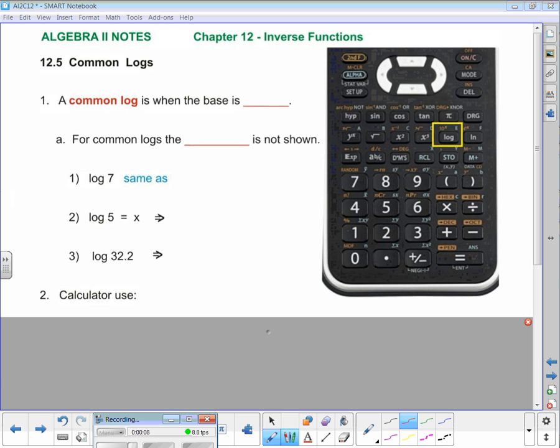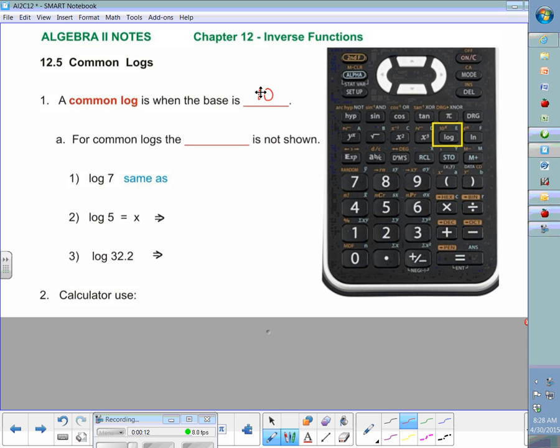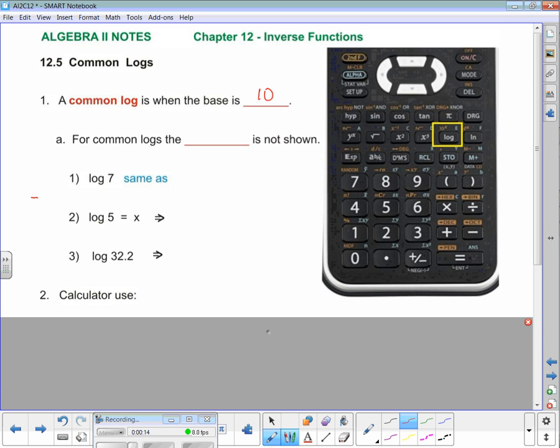And with common logs, first off, you have to understand what the base is. For common logs, the base is 10. So common logs, you've got a base of 10. And you have to know that because for common logs, the base is not shown. So you get to the ACT or SAT, and you're going to see something just like that.